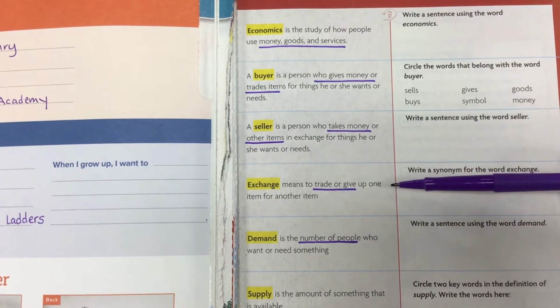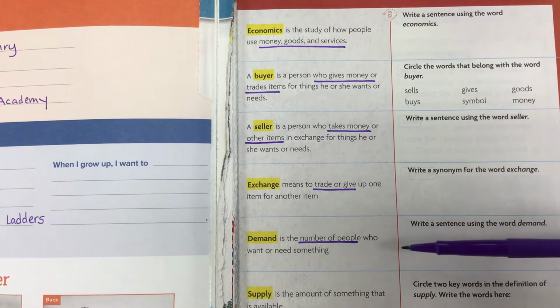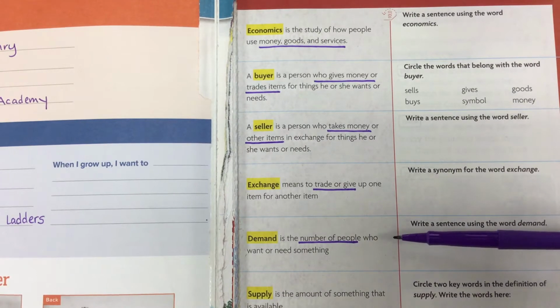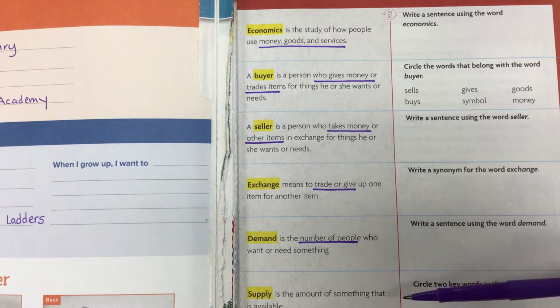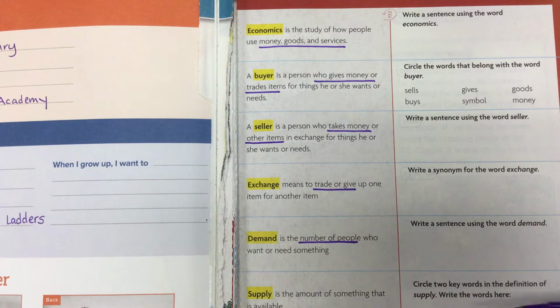Number 4, exchange. Exchange means to trade or give up one item for another item. Write a synonym for the word exchange. Number 5, demand. Demand is the number of people who want or need something. Write a sentence using the word demand. Number 6, supply. Supply is the amount of something that is available. Circle 2 key words in the definition of supply. Write those words here.